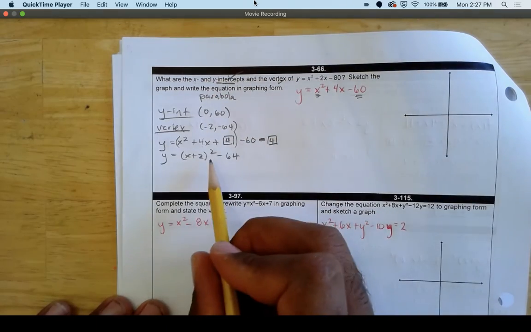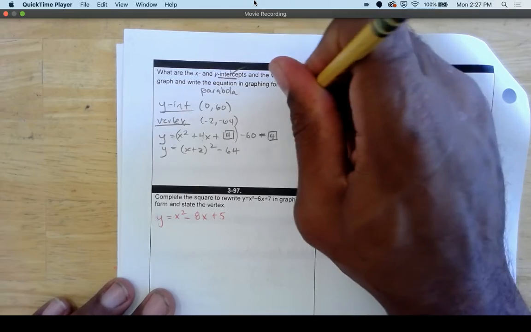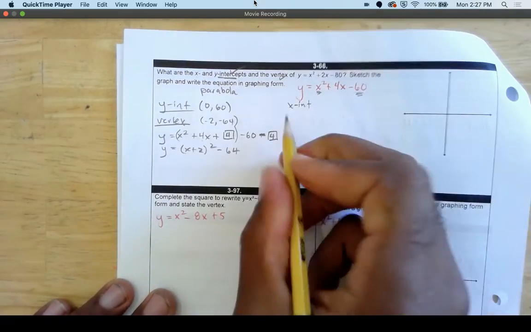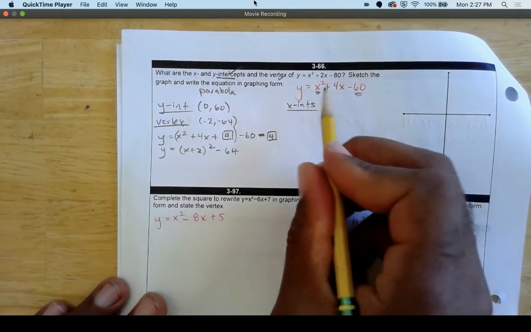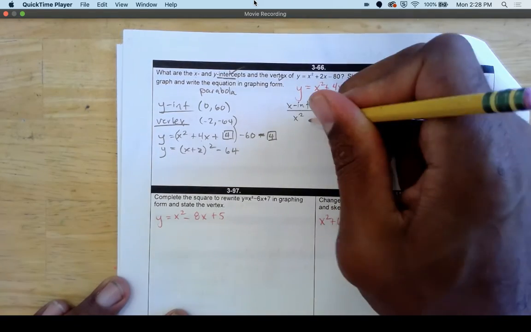Okay, next step is to figure out the x-intercepts. The x-intercepts are the same thing as trying to solve this. So what I want to do is set this equal to 0.